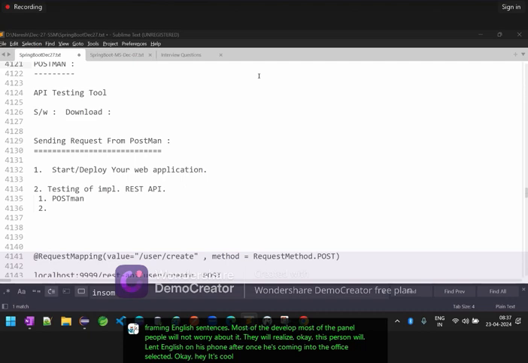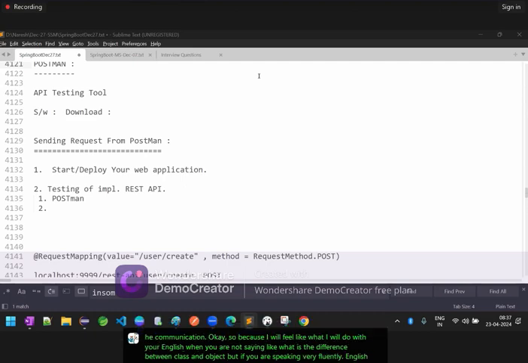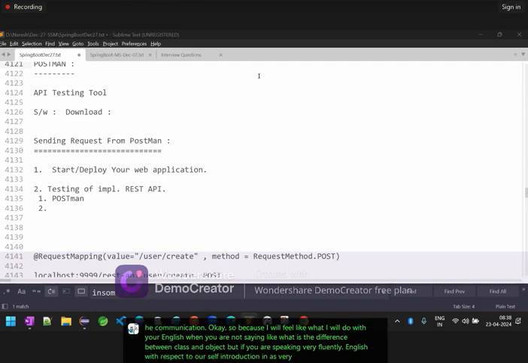A school kid may speak English better than us nowadays. I know that. But a school kid cannot write a Java program, right? So that means communication will not get you a job, but technical knowledge will get you a job even though you are poor in communication. Because what will I do with your English when you are not saying the difference between class and object? If you are speaking very fluently in a very stylish manner, you've given your introduction for 2-3 minutes, very stylish, very fluent, and everything is good.